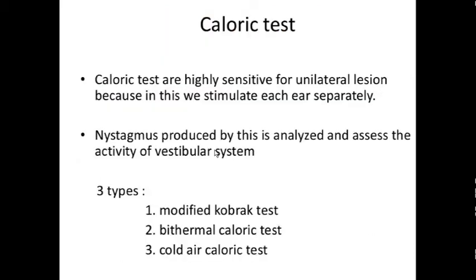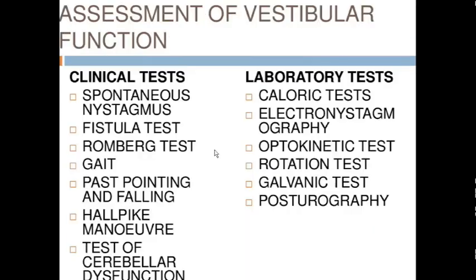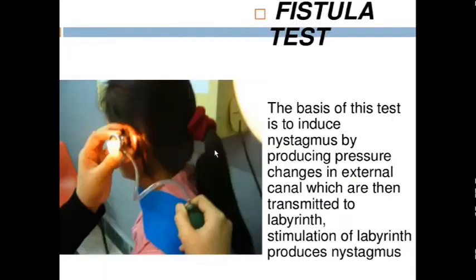Then lab tests. So all this was clinical. Now let us discuss certain lab tests. Okay, so I'm just going back to that slide. So lab tests are first calorie tests, then ENG and all the other tests. So I will not discuss in detail all the tests, but I'll just tell you a few important points.